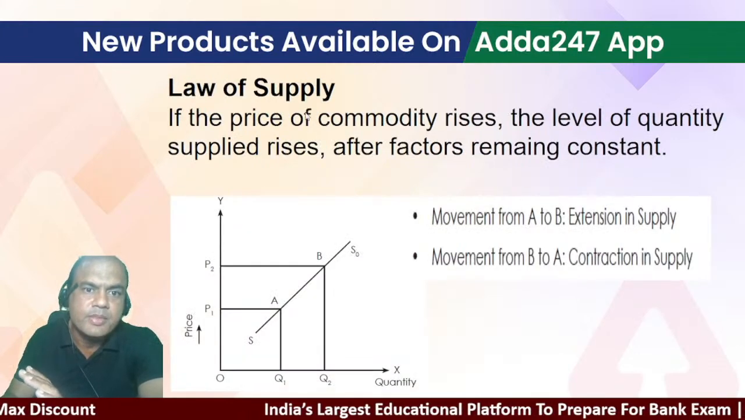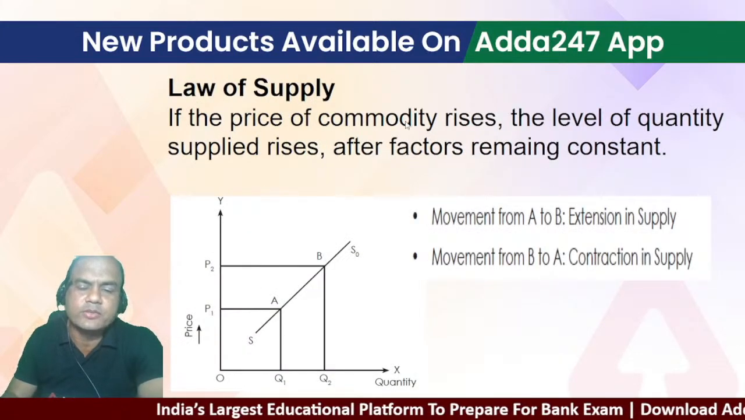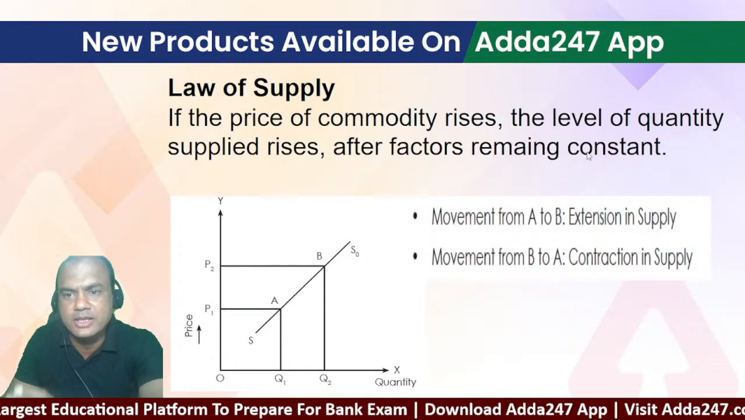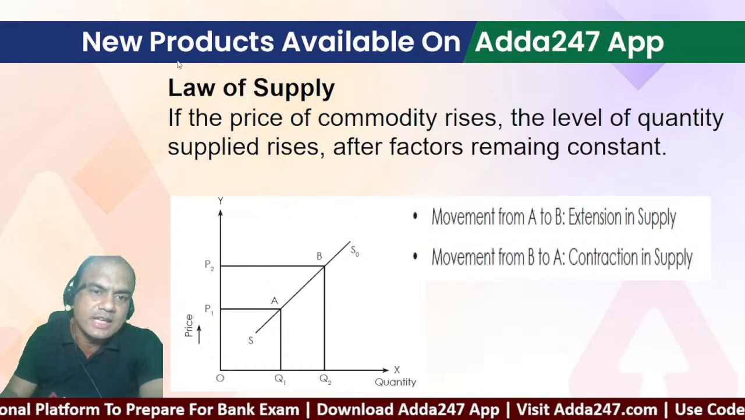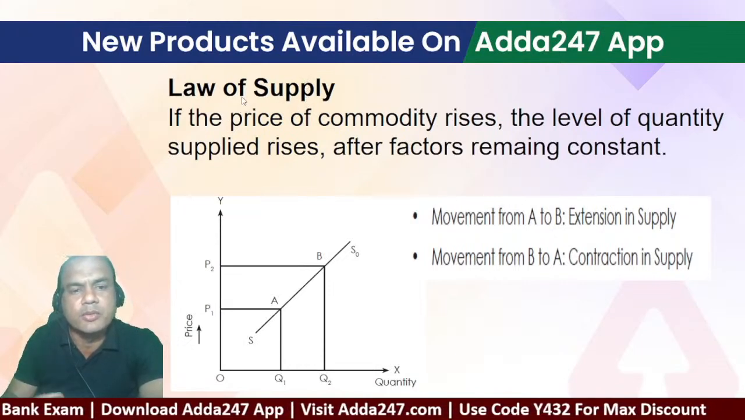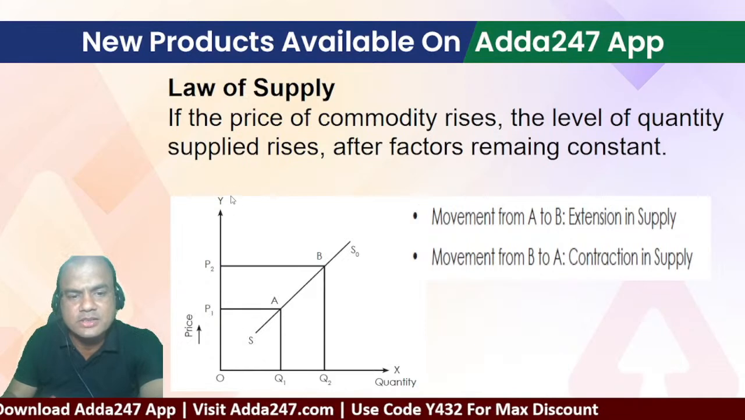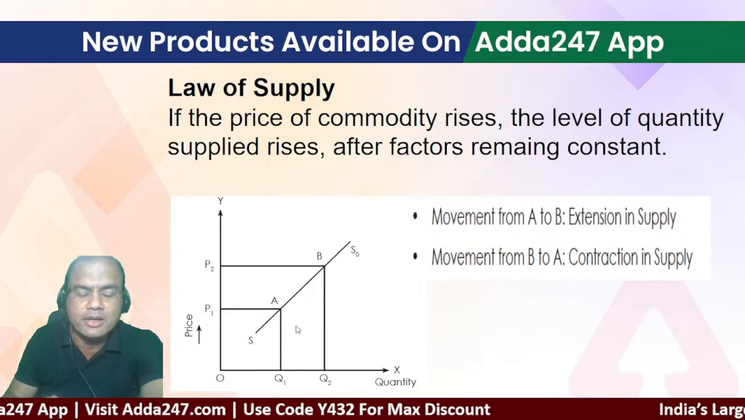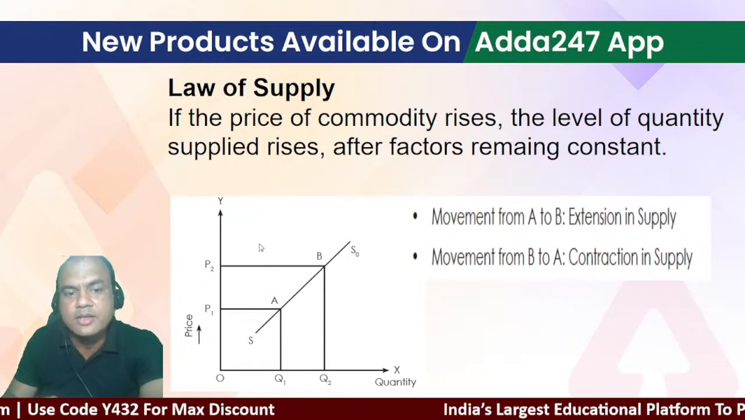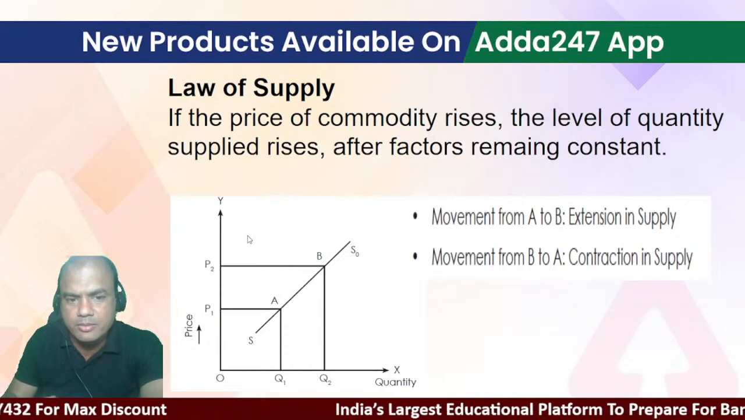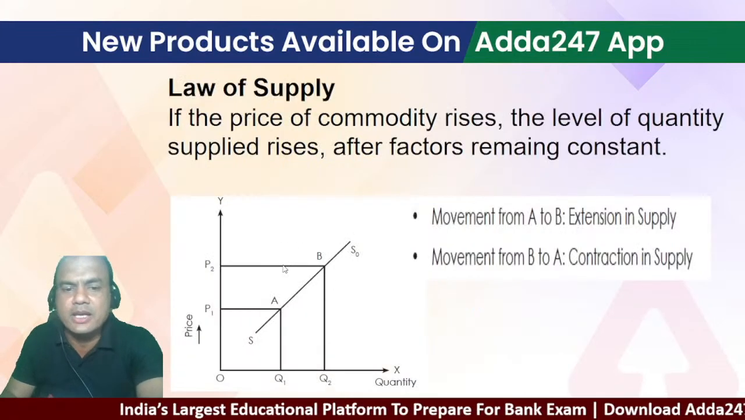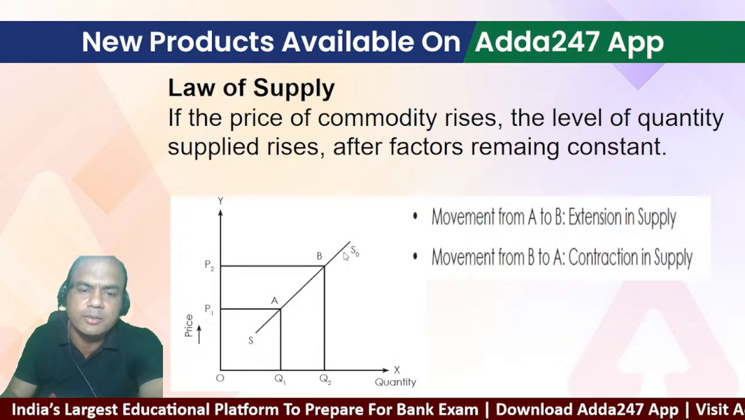Okay, now the law of supply. If the price of a commodity rises, the quantity supplied rises, other factors remaining constant. Now this is exactly opposite to that of the law of demand. What was the law of demand? The law of demand was, if the price of the commodity rises, the quantity demanded will always decrease. That's why, yesterday what did we see? The demand curve always moves downwards, right? And the supply curve is totally opposite to this. It always moves upwards. Why?